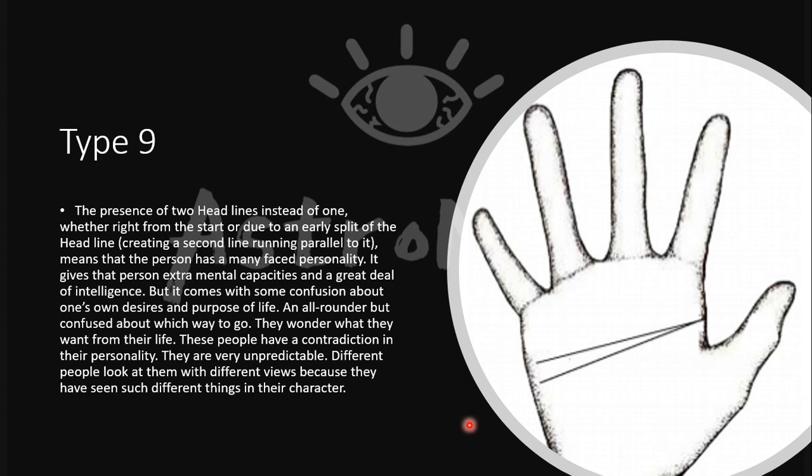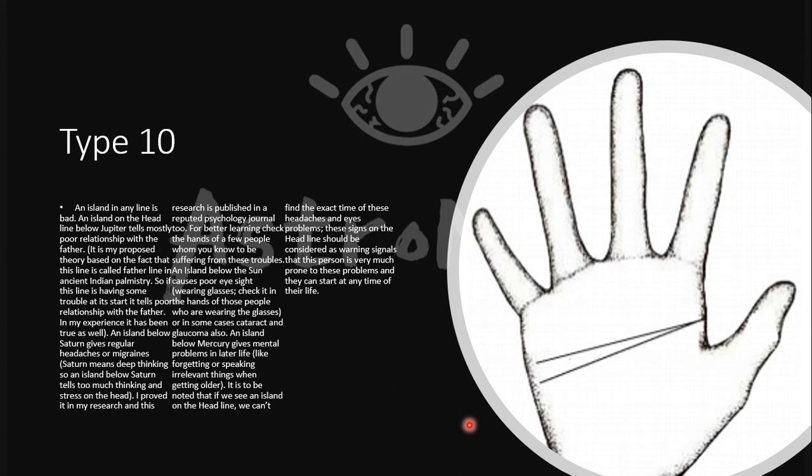This kind of line makes a little bit of confusion for them, but they are very intelligent, though their personality will be a little bit contradicting to what they are saying. They will be unpredictable, and they will have a different outlook on whatever they see and a different point of view, and you can see multiple personality in this kind of two headline if it is there.